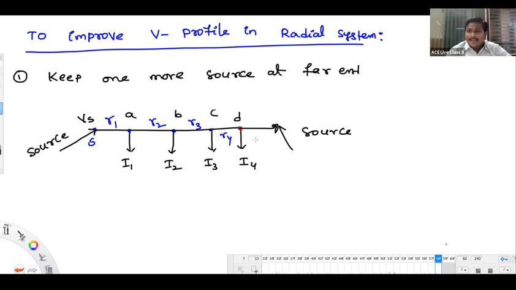But the disadvantage, again, is that we need two sources to supply the same system. That's the disadvantage.